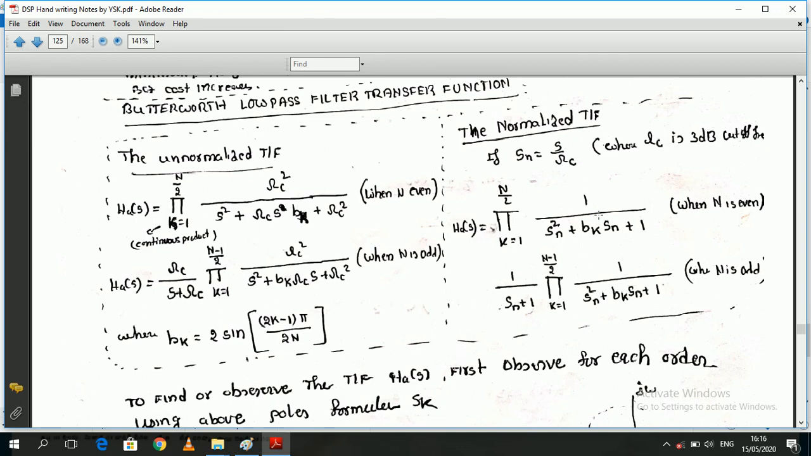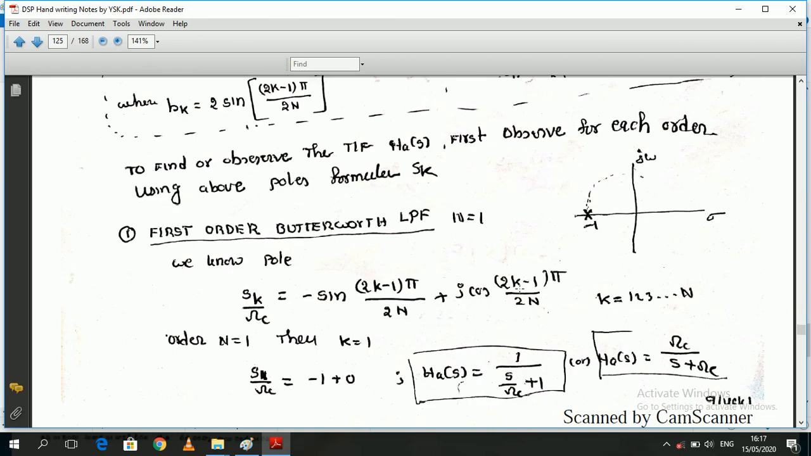Normalized means omega c equal to 1. Unnormalized is nothing but omega c not equal to 1. That is the cutoff frequency. So when n is even, this is the formula. When n is odd, this is the formula. Find or observe the transfer function H(s).